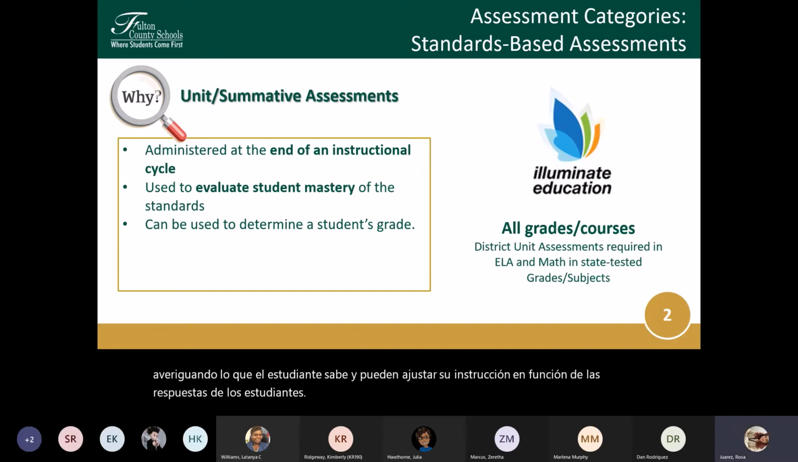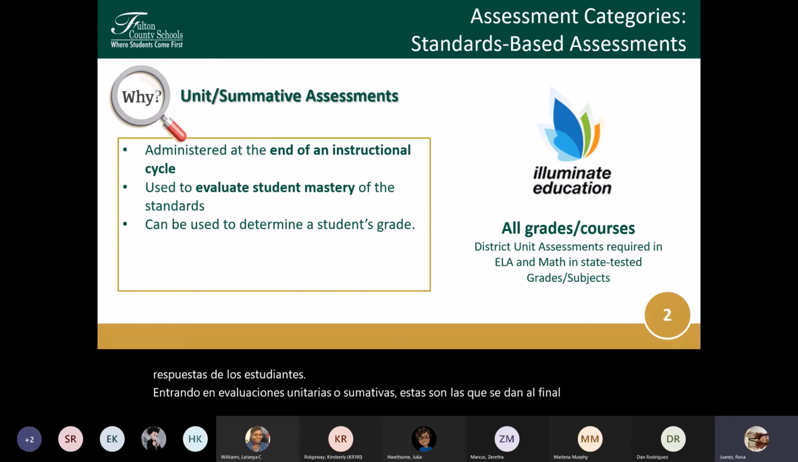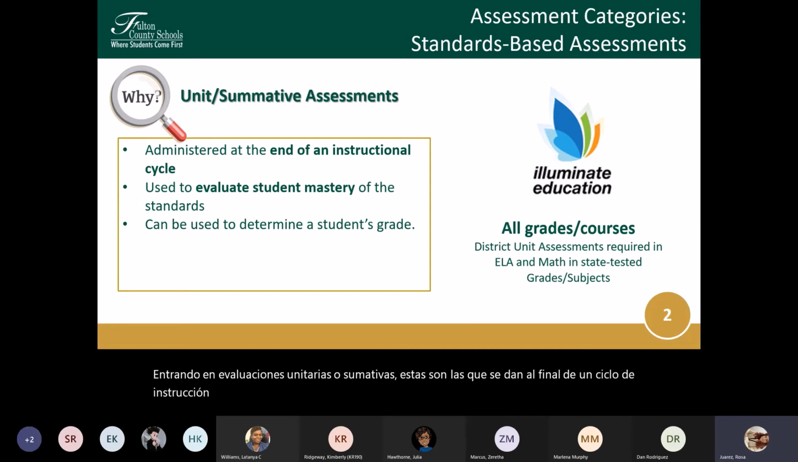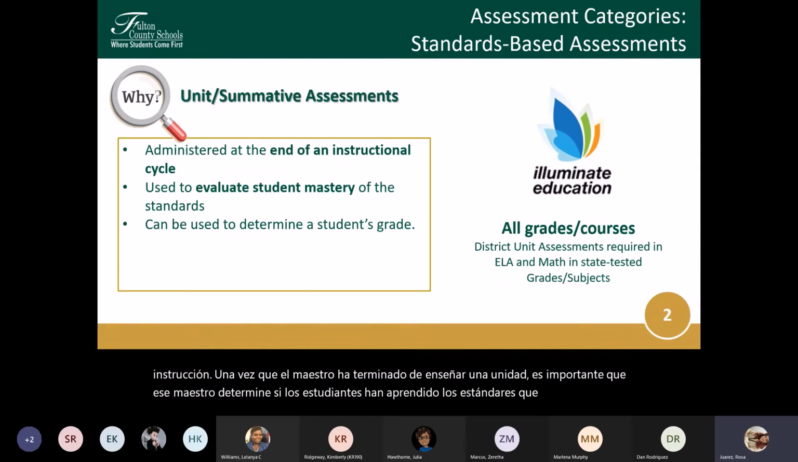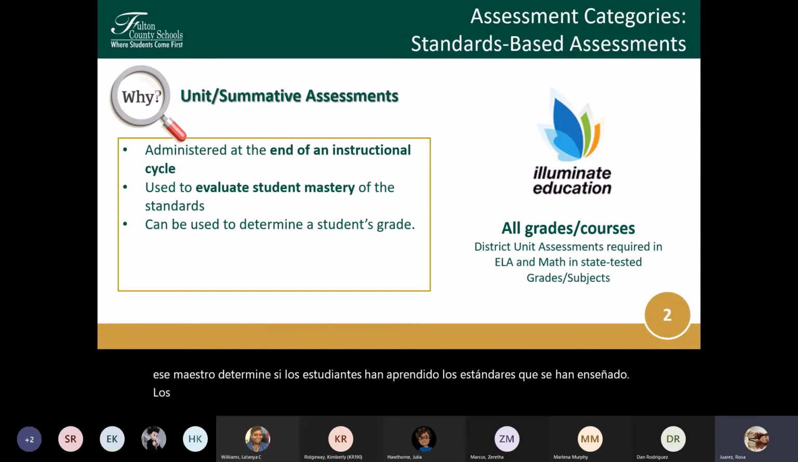Now, going into unit or summative assessments, these are the ones that are given at the end of an instructional cycle. Once the teacher has finished teaching a unit, it's important for that teacher to determine if the students have learned the standards that have been taught. Teachers commonly administer unit or summative assessments to students after instruction. Often these feel like more traditional tests. There may be multiple choice questions, or constructed response questions where students have to write a response.